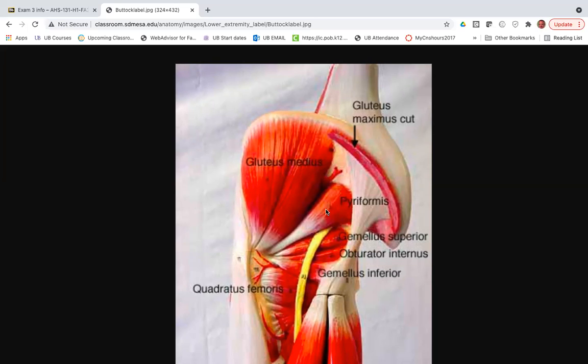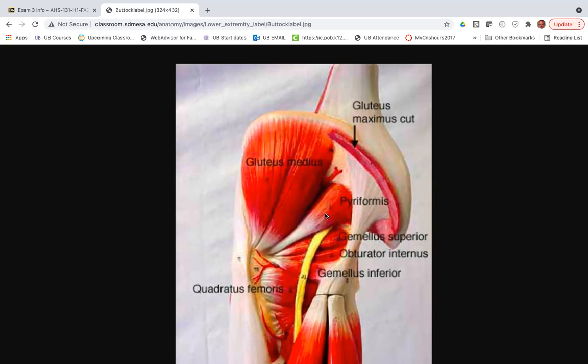Now, piriformis is a hip external rotator. All of these are, in fact. All of these muscles here, whether it's the gemellus superior, obturator internus, gemellus inferior, quadratus femoris, all of these are hip external rotators, all of them. But the biggie is the piriformis.